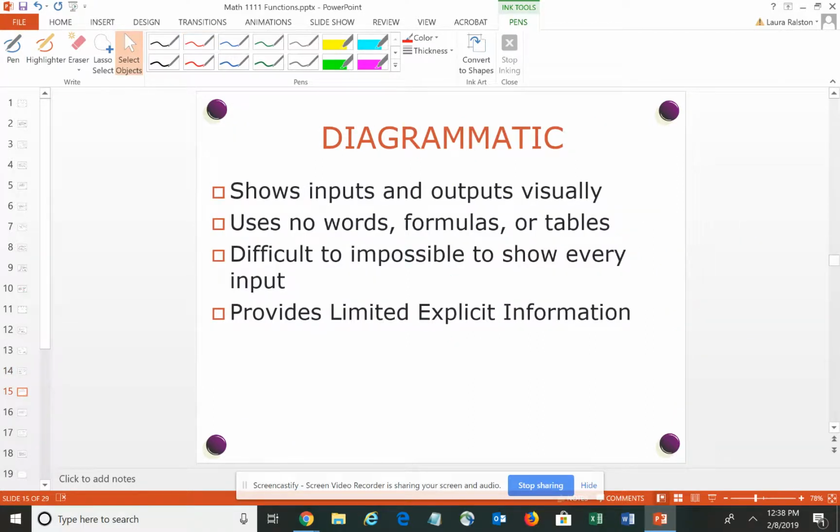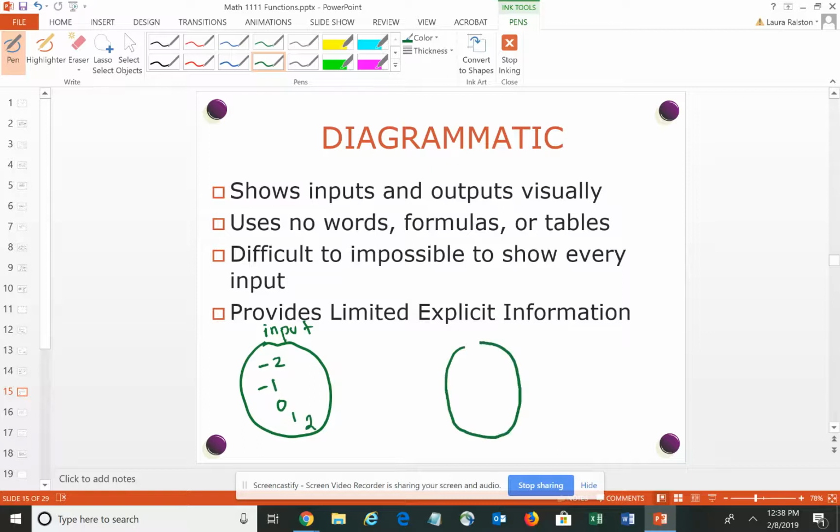Third is diagrammatic. With diagrammatic, they're using a diagram or a picture that doesn't necessarily involve words or formulas or tables. For example, you might have a diagram that looks something like this. You could have an oval to represent your input. So we might have -2, -1, 0, 1, and 2 again. And then you have a second oval to represent the output.